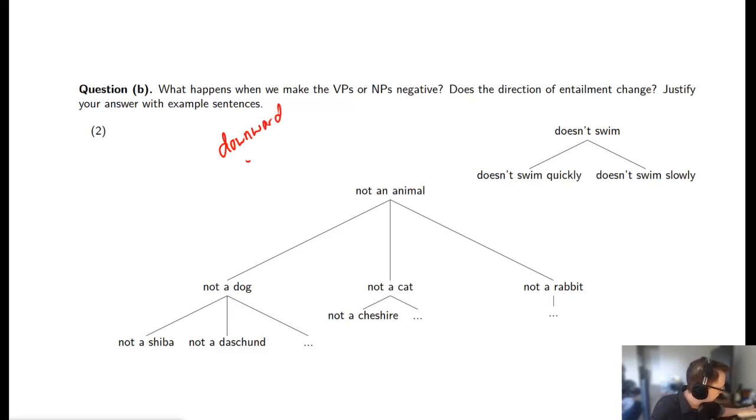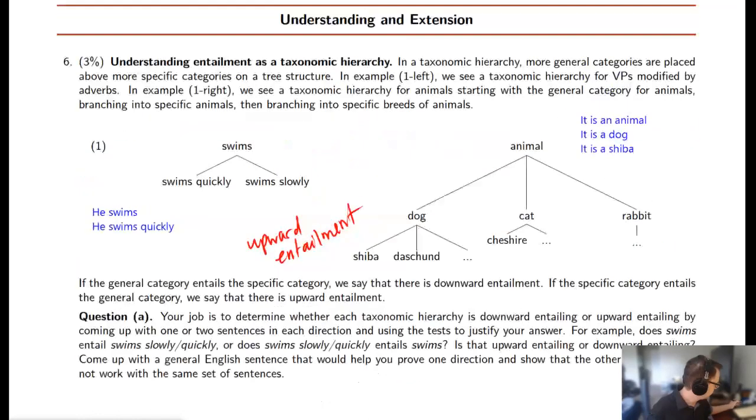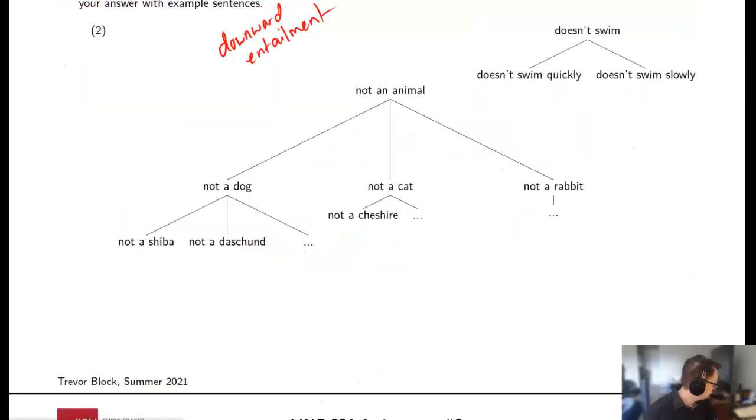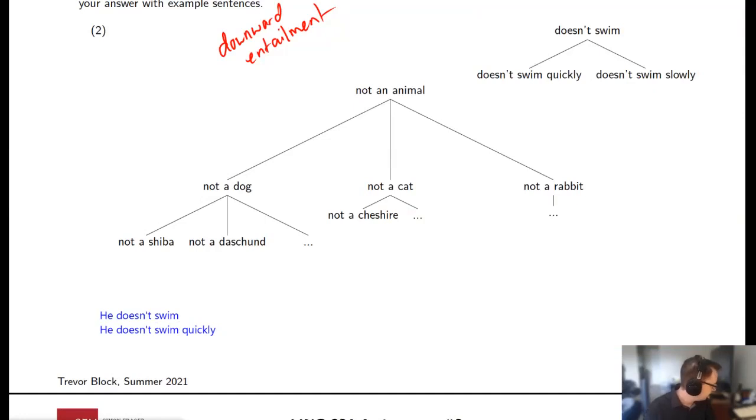So you could use basically the same sentences. So I can just use technology to say he doesn't swim. It's probably faster if I just type it out again. And he doesn't swim quickly. And now this changes. So if he doesn't swim quickly, that doesn't mean that he doesn't swim. It just means he doesn't swim quickly. He could swim slowly. But if he doesn't swim, then you know he doesn't swim quickly.